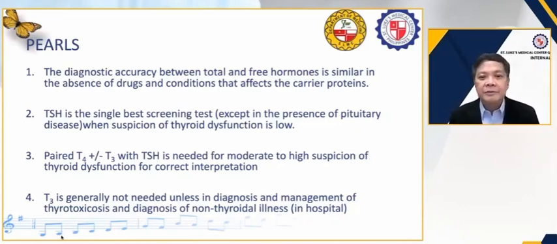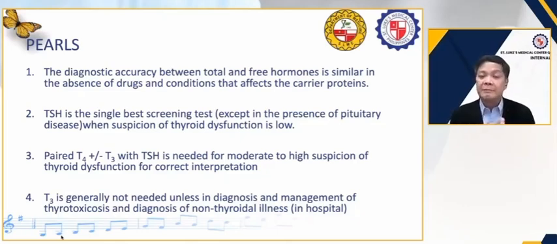The diagnostic accuracy between total and free hormone is similar as long as you don't have drugs or conditions that affect the binding protein. Common ones are oral contraceptives, pregnancy, and nephrotic syndrome, for example, because you're going to leak a lot of this binding protein. In those situations, you should be running free hormones rather than total for most cases, unless it's not available in your laboratory where you practice.